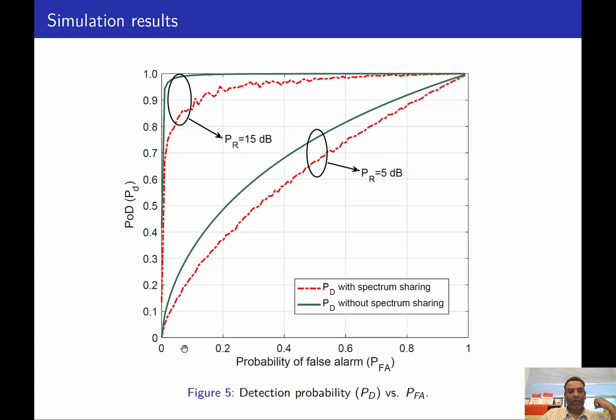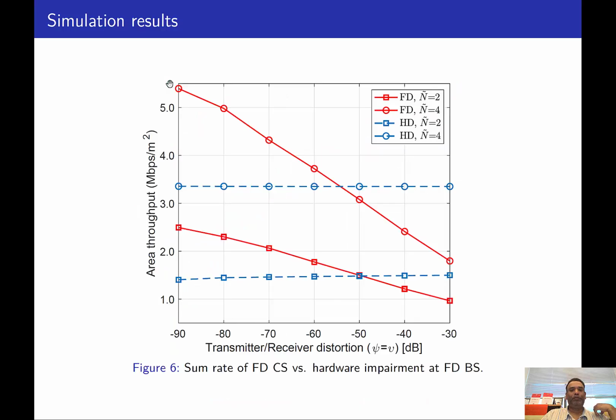For the probability of false alarm, we are talking about a very low probability of false alarm, like 0.1, even less than 0.1 here. So the area we are interested in, in terms of probability of false alarm, is this area. In terms of probability of detection, we are interested in this area. So you can see we need to transmit high power to get the required probability of detection.